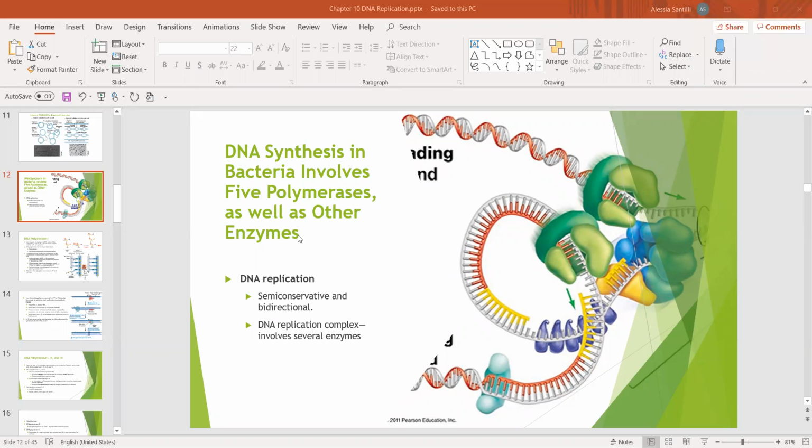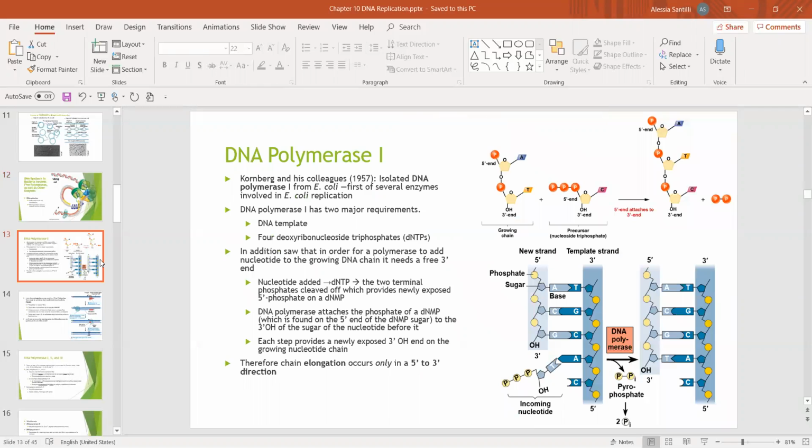DNA replication, as we talked about already, is semi-conservative and bidirectional, and it's a very complex process, so it involves many enzymes. This image shows you a couple of the enzymes that we have in order to make DNA replication occur.